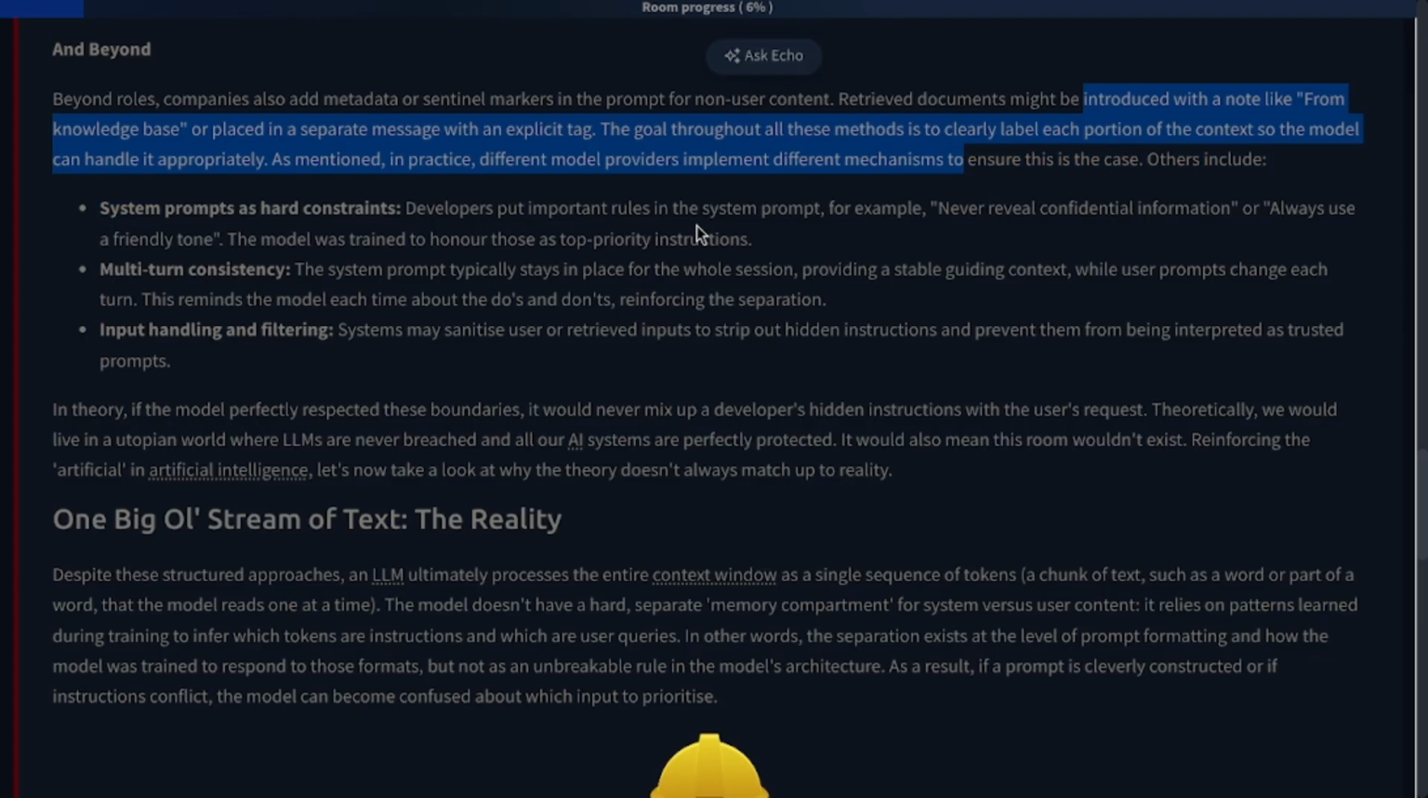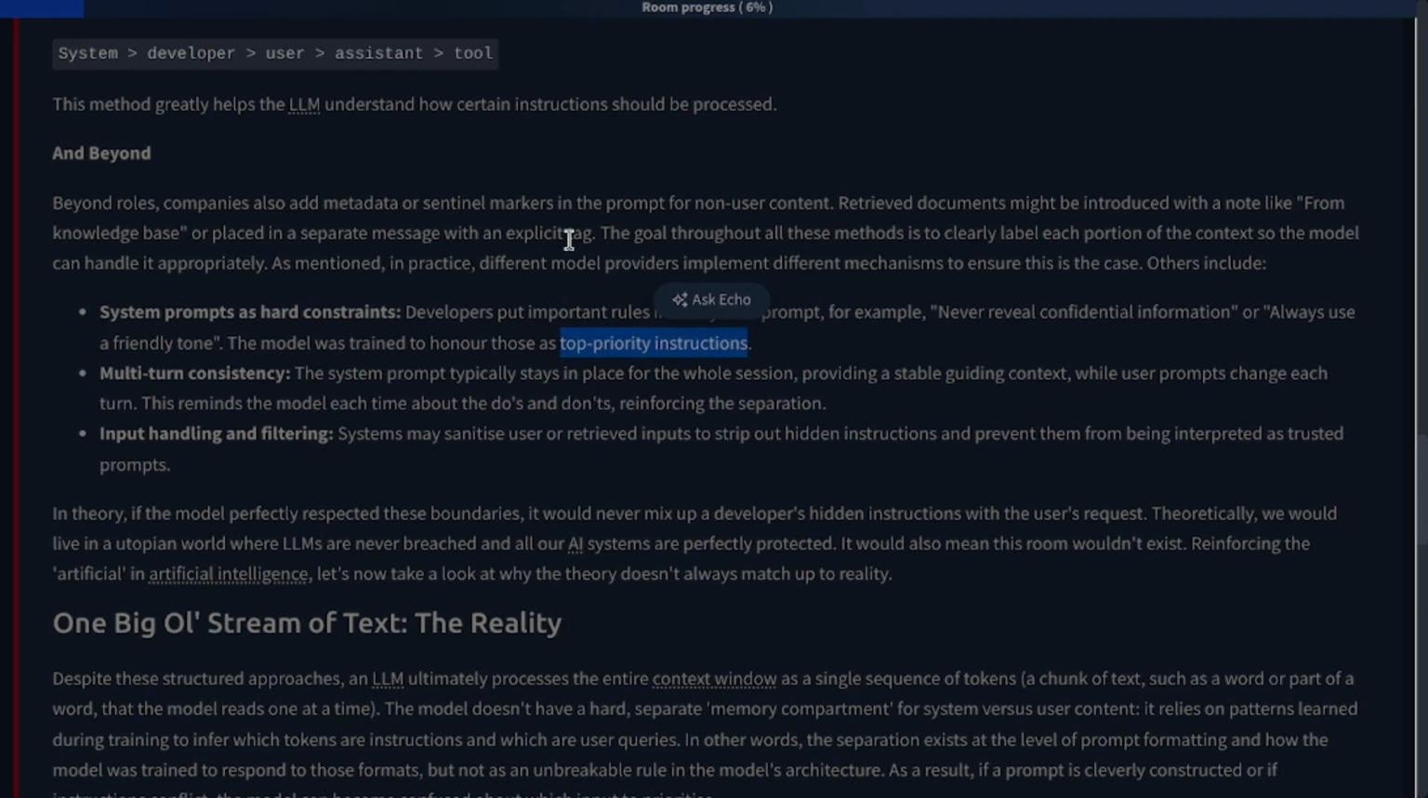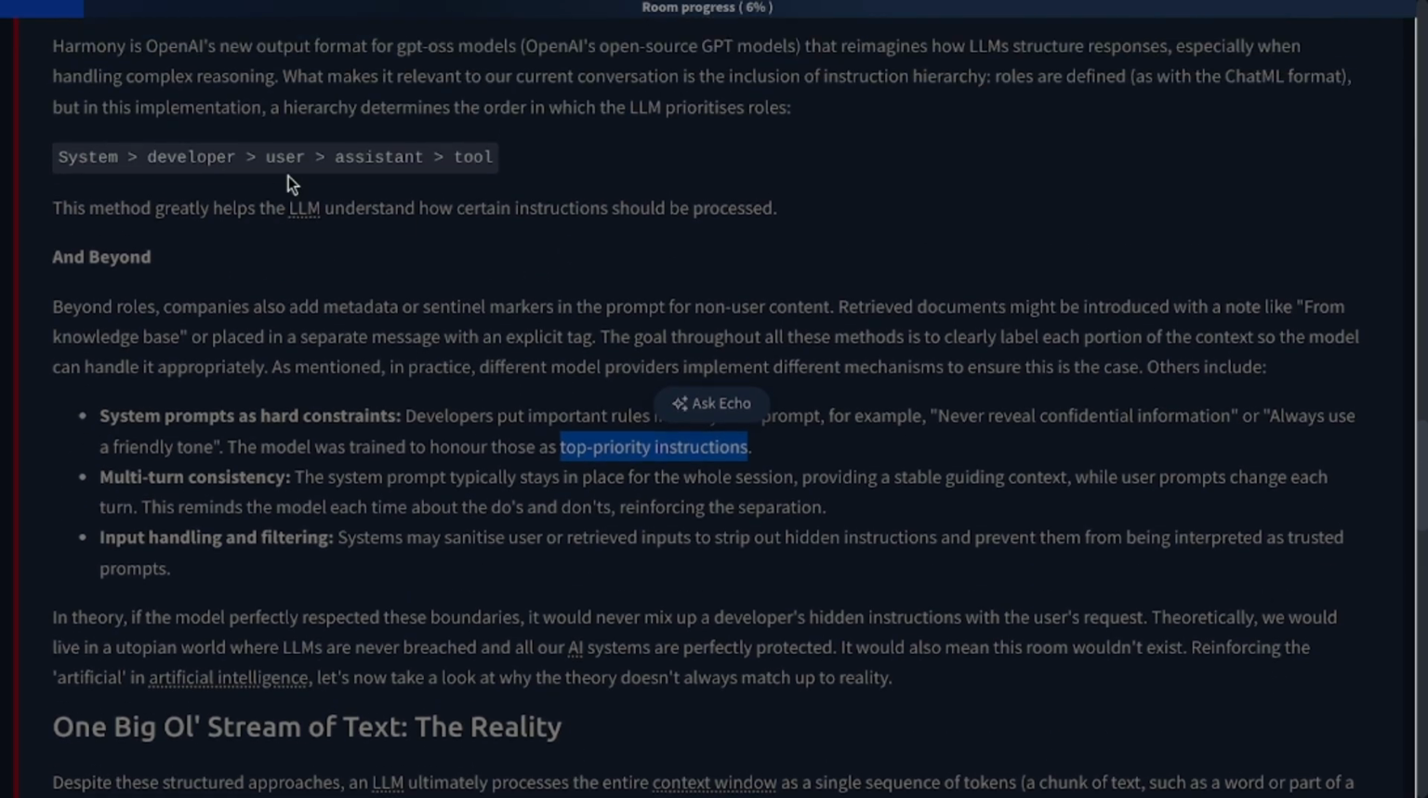And as mentioned, different model providers implement different mechanisms to ensure that is the case, and others include system prompts as hard constraints. Developers put important rules in the system prompt, for example, never reveal confidential information or always use a friendly tone. The model was trained to honor these as top priority instructions. The system level prompts are really high level, meaning anything given to the system is prioritized by the LLM as the highest priority. So if a user asks for sensitive data like confidential information, it would have the least priority.